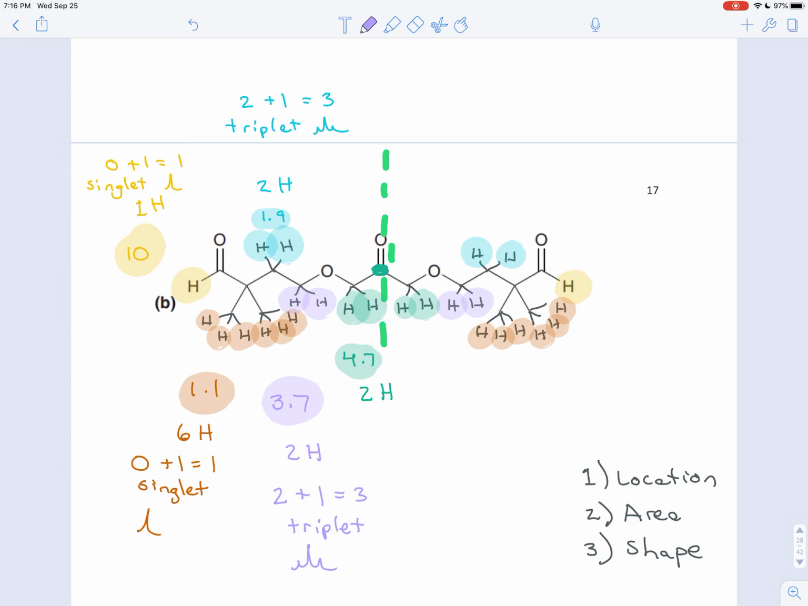Finally, the green hydrogens. Those to the left have 0 hydrogens on it. To the left there are 0 hydrogens on that atom. To the right there are 0 hydrogens on that atom. So there are 0 adjacent hydrogens. The splitting pattern will be the number of adjacent hydrogens, so 0 plus 1. So we'll just have 1 spike in that peak. So it'll be a singlet.